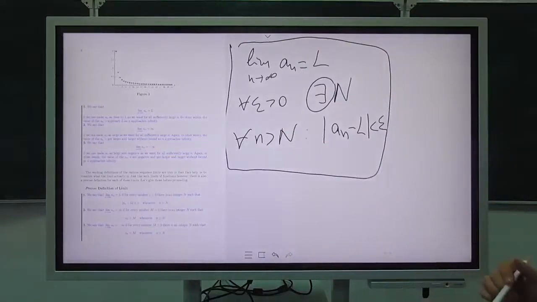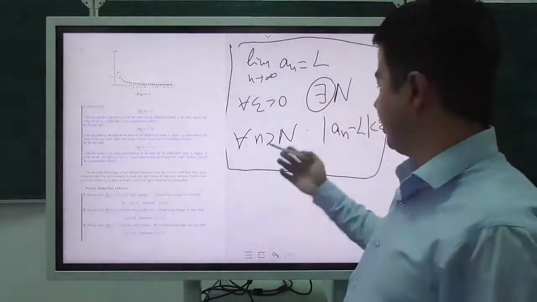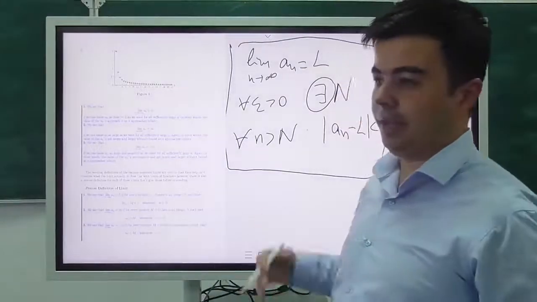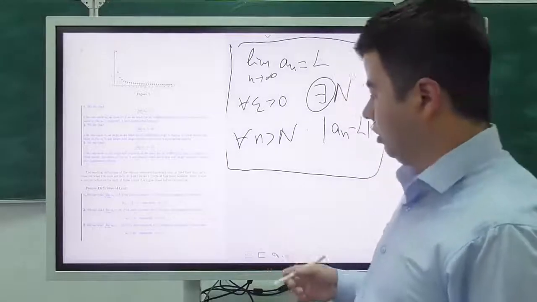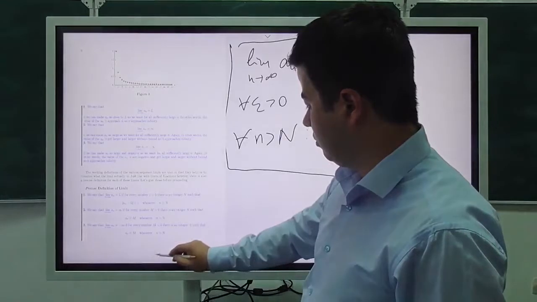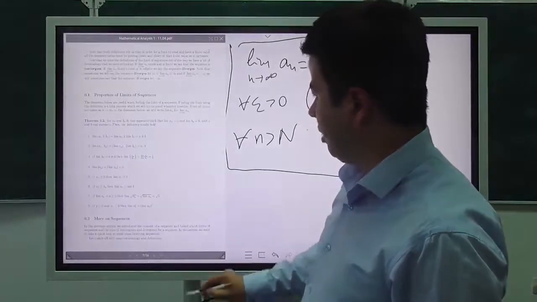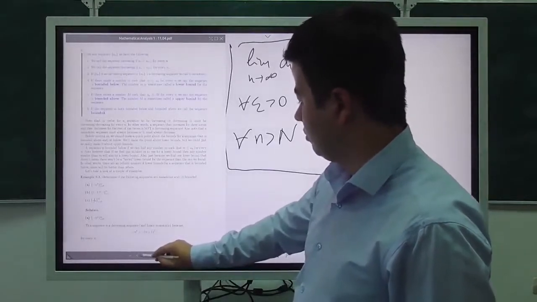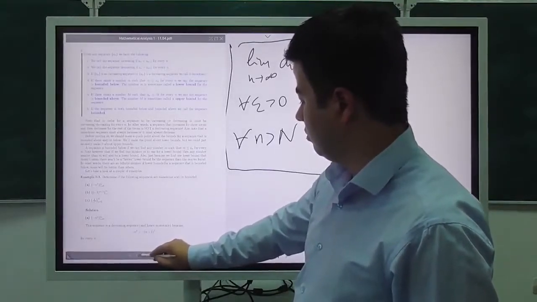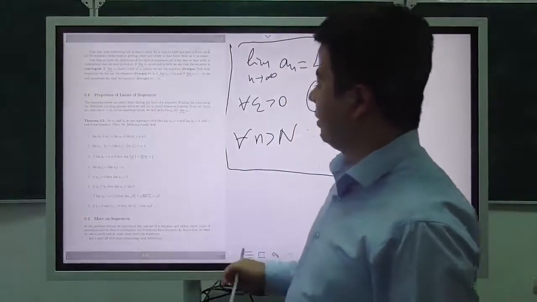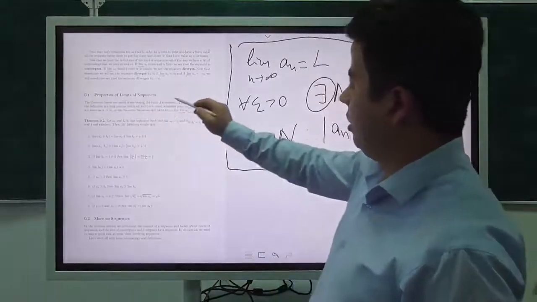And now, when we go to the examples, I will show how to find the limit with the definition and without the definition also. So now let's move to the examples. Here we have some properties of limit sequences.